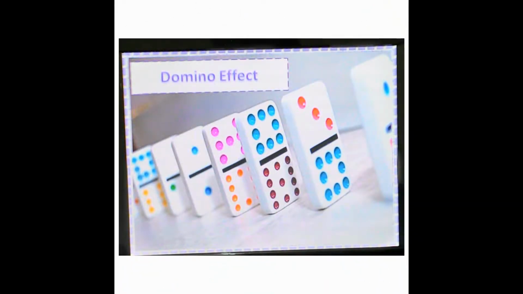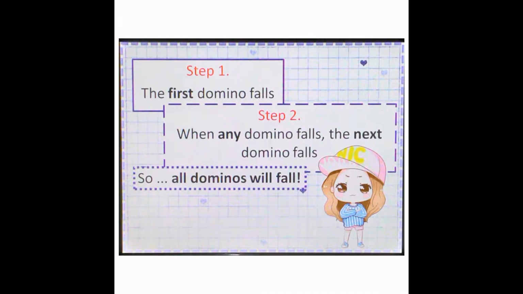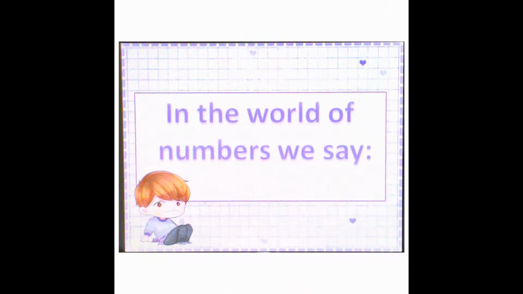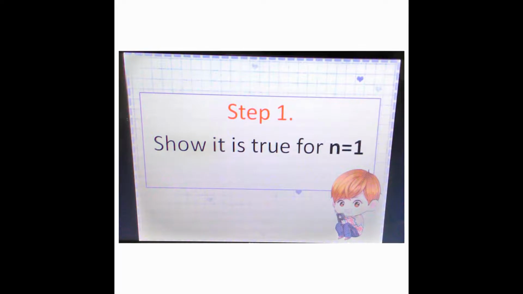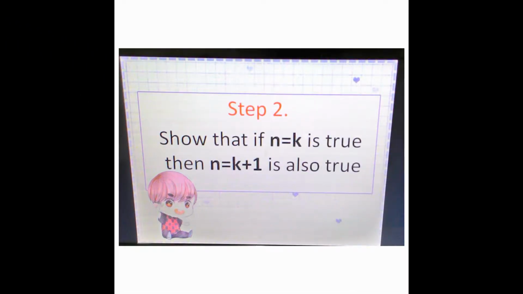Have you heard of the domino effect? Step 1. The first domino falls. Step 2. When any domino falls, the next domino falls. So, all dominoes will fall. In the world of numbers, we say: Step 1. It is true for n equals 1. Step 2. Show that if n equals k is true, then n equals k plus 1 is also true.